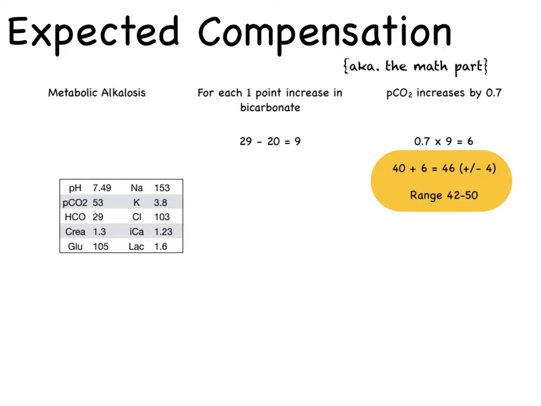But we know that there's actually a range for normal CO2 and bicarbonate in our patients. Not everybody's normal bicarb is 20. Not everyone's normal CO2 is exactly 40. So we need to use a range, and the general rule is we're going to use a range of plus or minus 4 on either side of the calculated value. So our calculated value is 46. 46 minus 4 is 42. 46 plus 4 is 50. So if the patient's measured CO2 falls into that range, we're going to say the change in CO2 is probably all due to compensation.